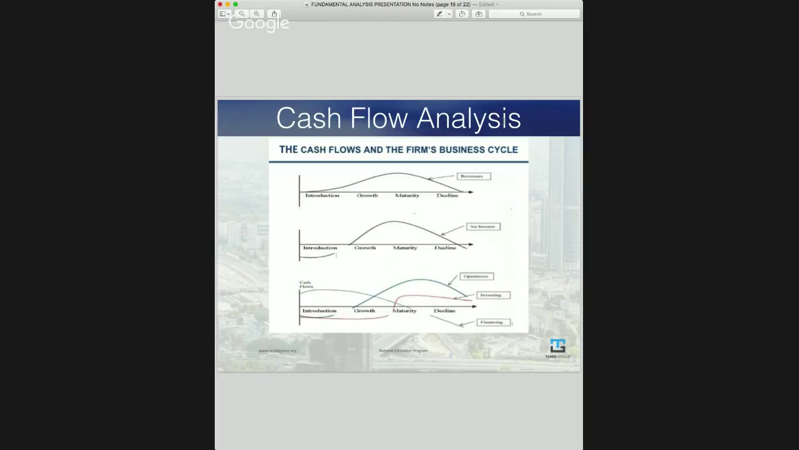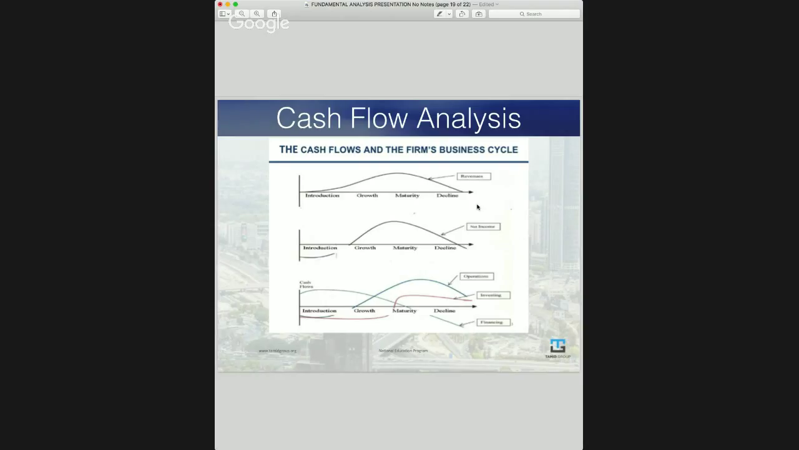So here are some cool charts to look at. It's kind of the cash flows in the firm's business cycle over the course of everything. When you introduce a business, let's look at this top graph here. When you introduce a business, you're not going to be making that much money. Your revenue is going to grow during the growth stage. It's going to peak at the maturity stage right here, and it's going to decline through the end of the business. In net income, you're going to be losing money when you first start a business.